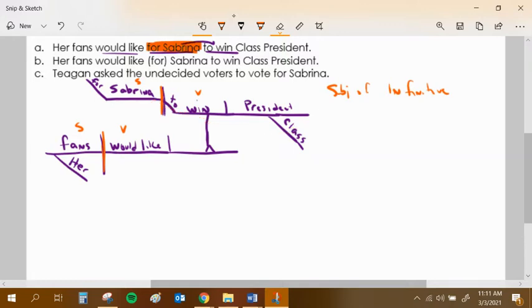Now, when I change this from the A sentence to the B sentence, you'll notice in the B sentence, the word for is missing. And that's okay. You're allowed to. You don't have to have the word for. So if the word for was missing, you would simply say, her fans would like Sabrina to win class president. I love that. So in this case, Sabrina becomes the subject of still that infinitive. You don't have to have the word for.